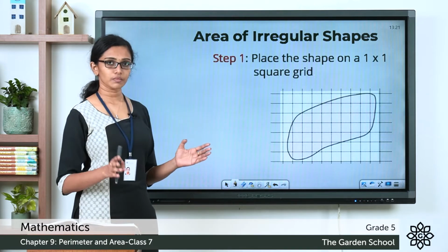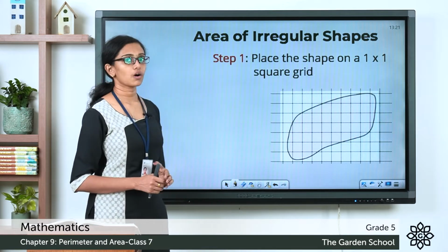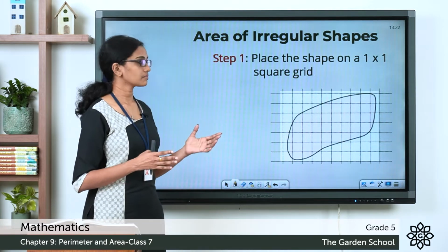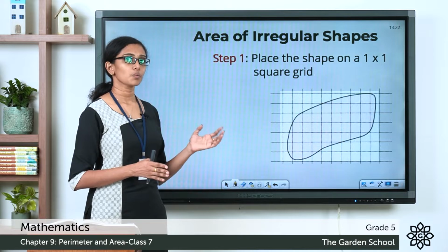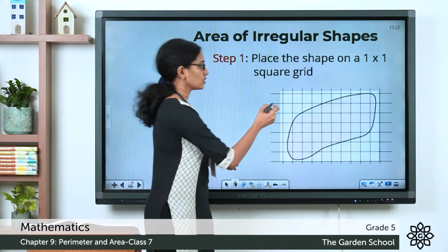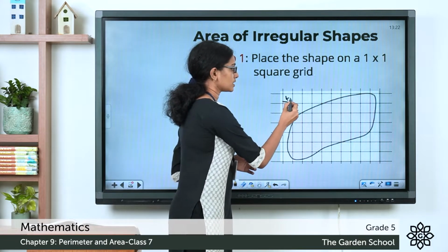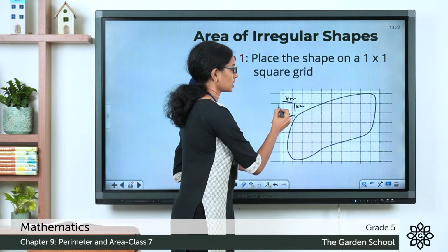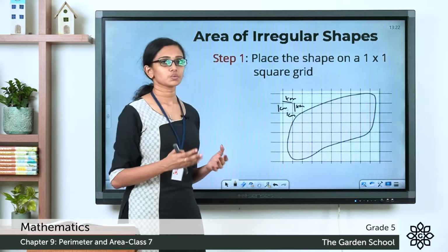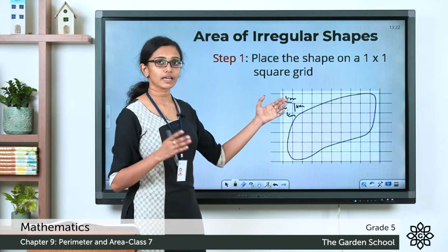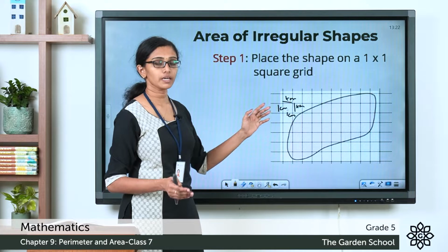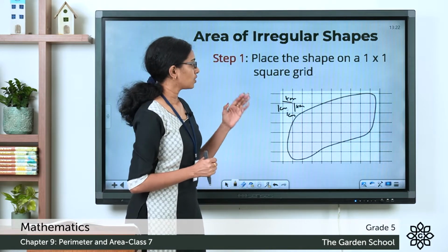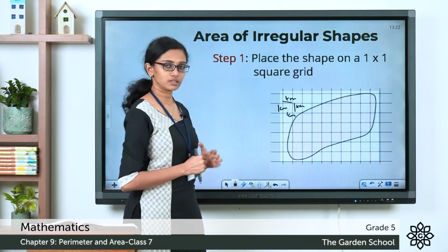So the first step is to place the shape on a 1 by 1 square grid. A 1 by 1 square grid means it has got a side of 1 centimeter each. So this side will be 1 centimeter and this side will be 1 centimeter. Here also 1, here also 1. So that is what 1 by 1 means, and hence the area of each square will be 1 into 1 or 1 square units. Now we have placed this figure here on this square grid.